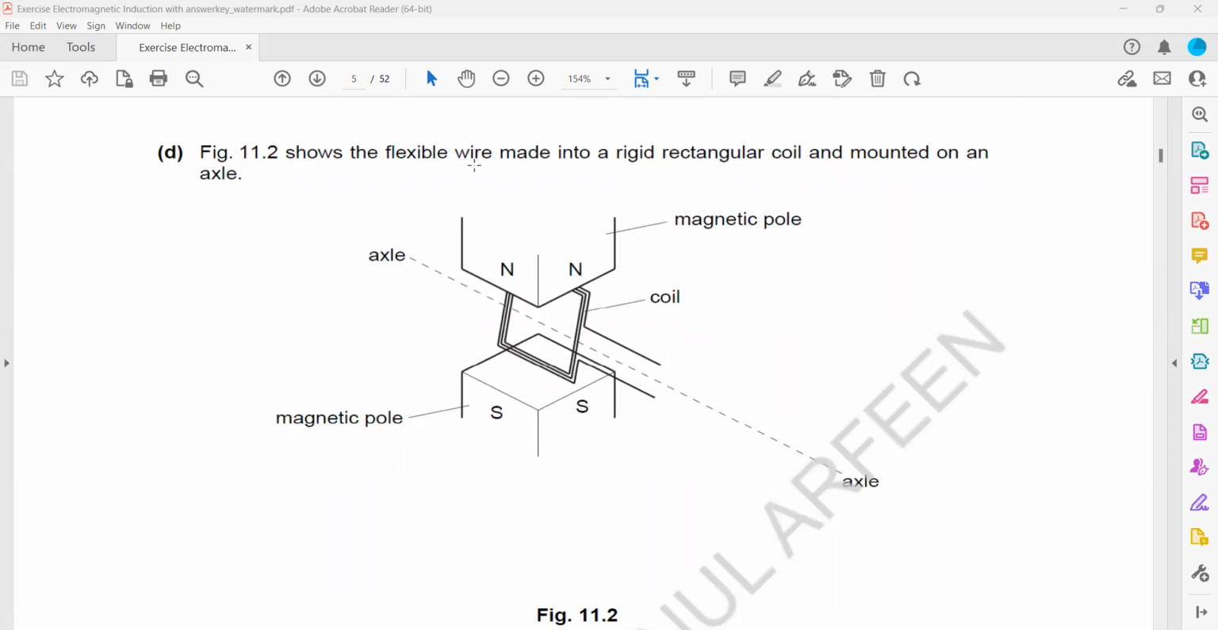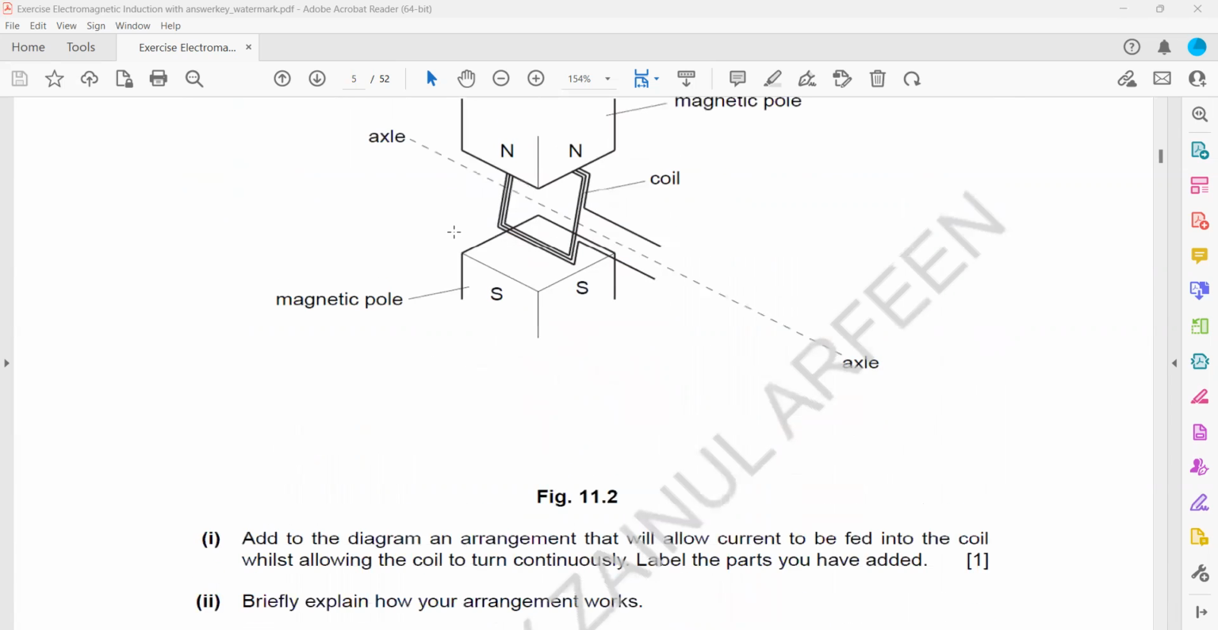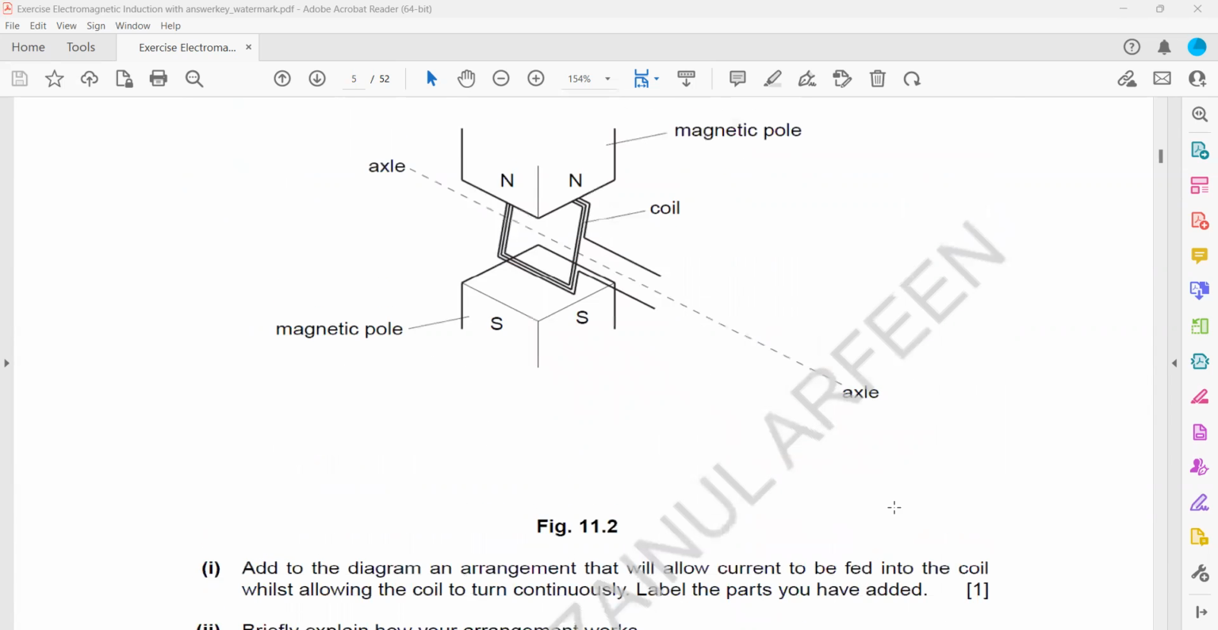Figure 11.2 shows a flexible wire made into a rigid rectangular coil. So that flexible wire now becomes a rectangular coil mounted on an axle. Add to the diagram the arrangement that will allow the current to be fed into the coil and allow the coil to turn.